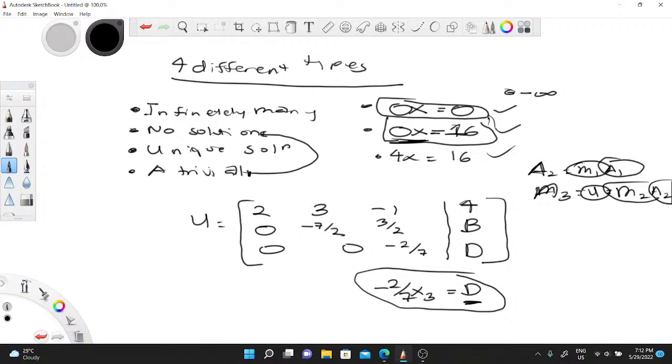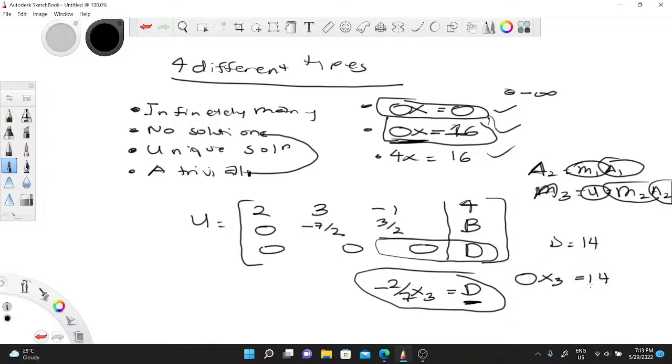Equate your lowest form, sort of a back substitution way, and then try to find out what values it is. Let's say that we had 0 here instead of the -2/7. And for this D, let's say D was equal to 14. That means you can write 0 x3 is equal to 14.